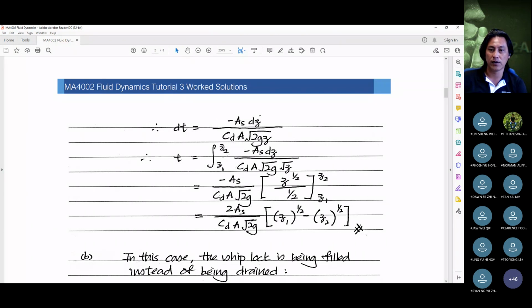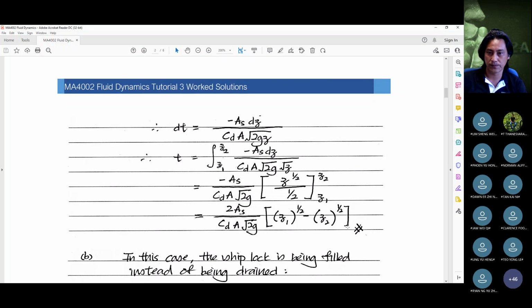Put them all out, such that at the end of the day, you just have to integrate 1 over square root z with respect to dz, with the limits of integration, the upper limit being z2 and the lower limit being z1. I'm quite sure you know how to integrate 1 over square root of z. Once you integrate it and plug in the limits of integration, lo and behold, you will get the expression that the question is asking you to derive.